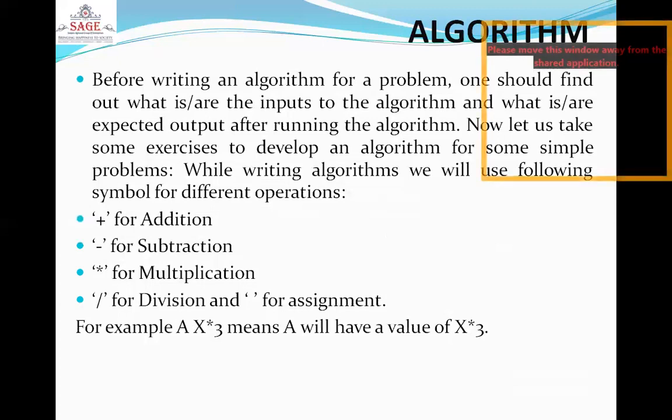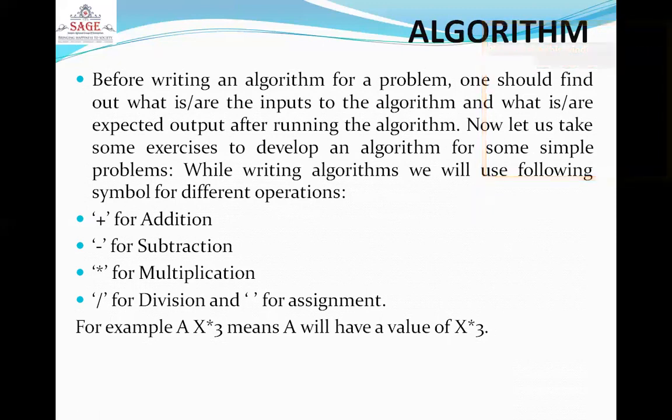Before writing an algorithm for a problem, one should find out what is the input to the algorithm and what is the expected output. Actually, we work for expected output in the algorithm. So, in the algorithm, we use some special signs and symbols. While writing an algorithm, we will use the following symbols for different operations, like plus for addition, minus for subtraction, and many more.